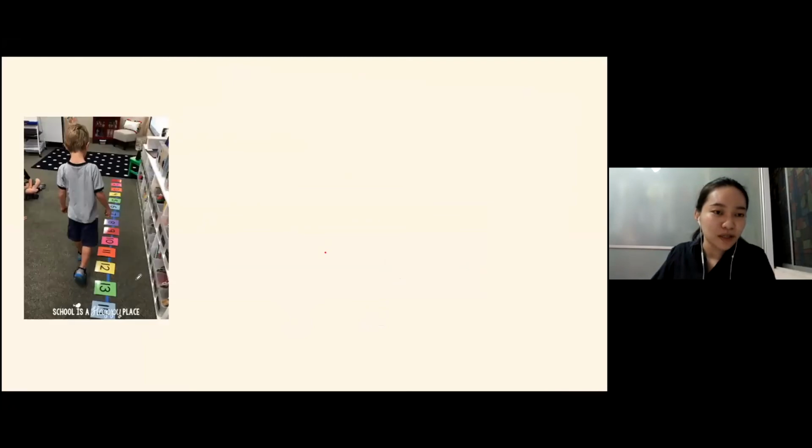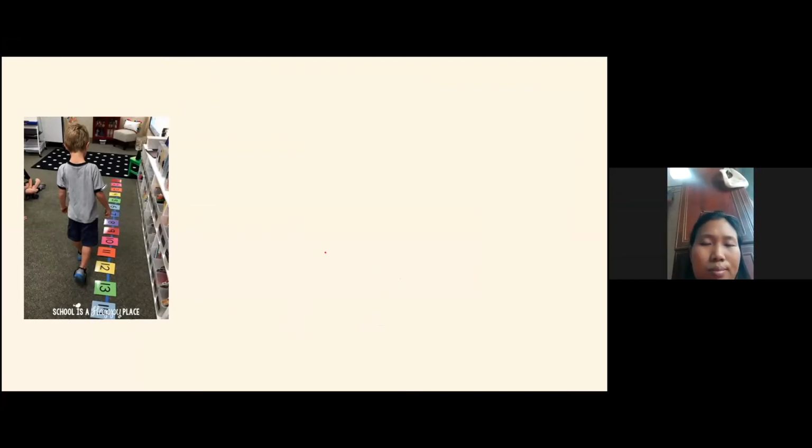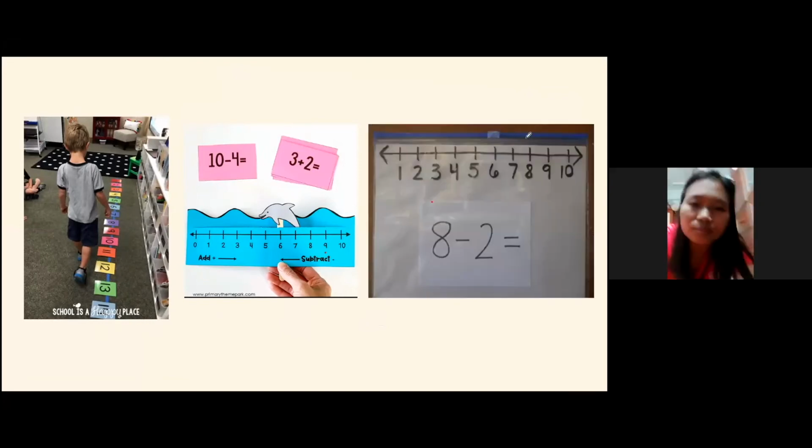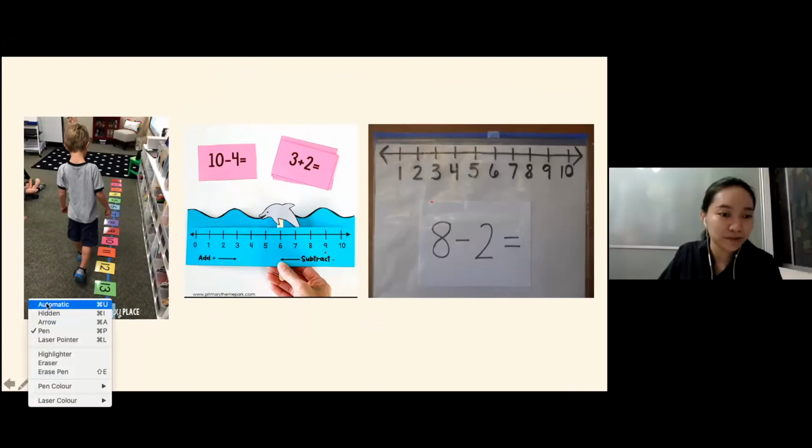Okay, so you can have this number line in your class, and I prefer to teach the kid to jump backward. So it's a clearer concept for them. And also you can have this kind of activity material in your class. You can re-emphasize that plus is moving to the bigger number, subtract is moving to the smaller number. You can also have this kind of thing in your class.